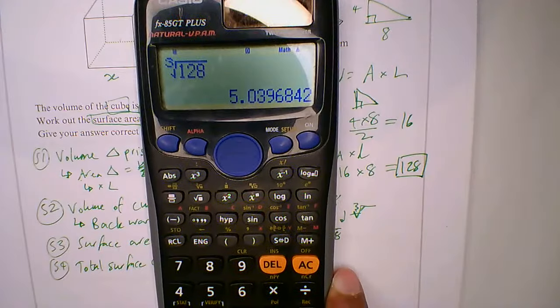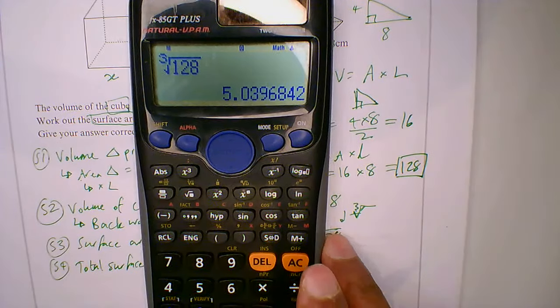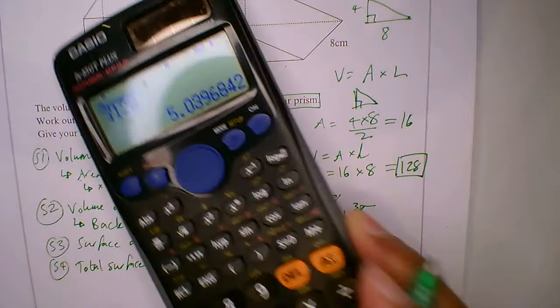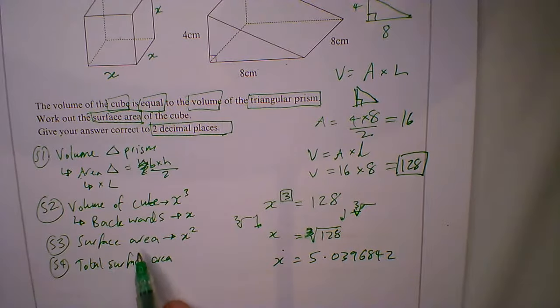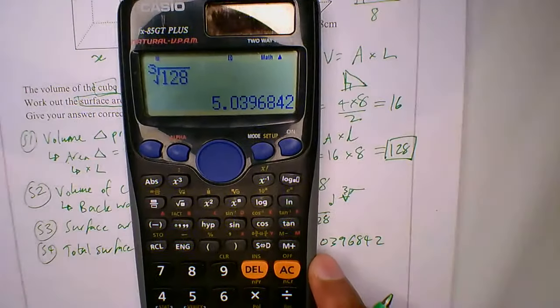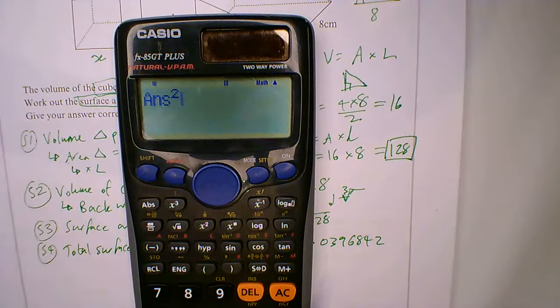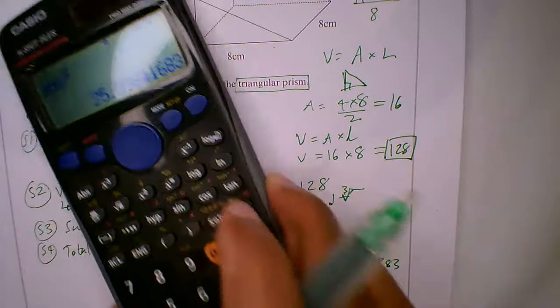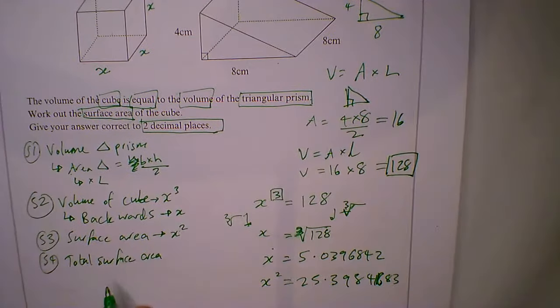So this is 5.0396842. So keep all the digits. And now we want to then find the surface area, so we square it. So x squared equals, so we square that, press the squared button, equals 25.39841683. Now we've got a surface area, but we want the total surface area.